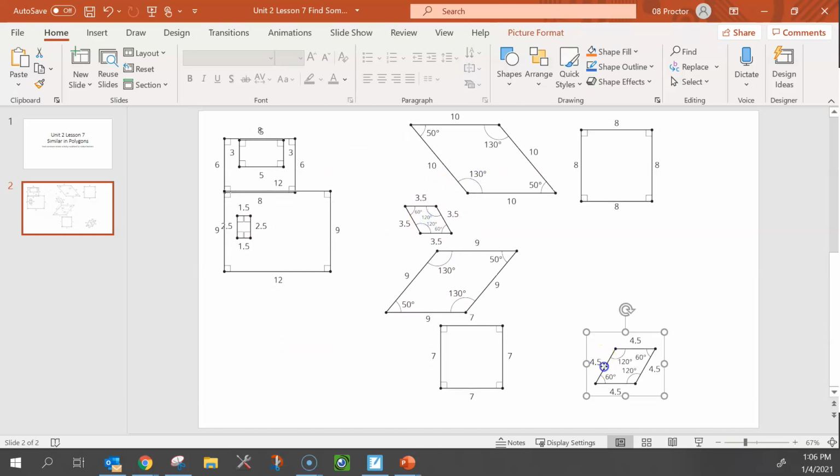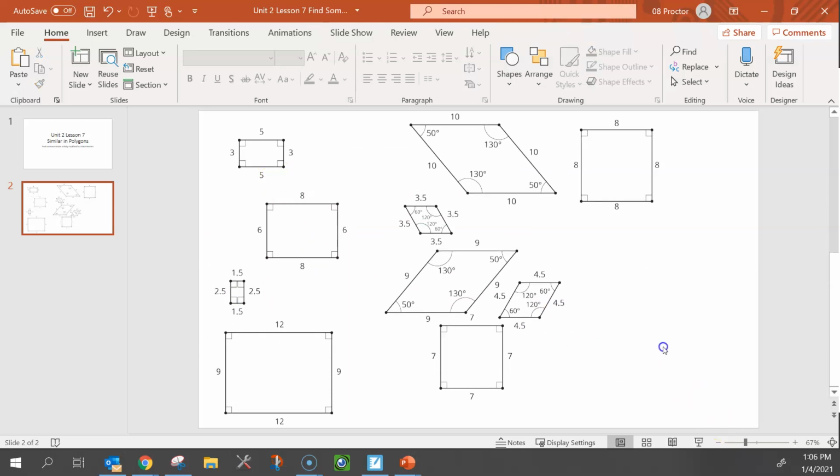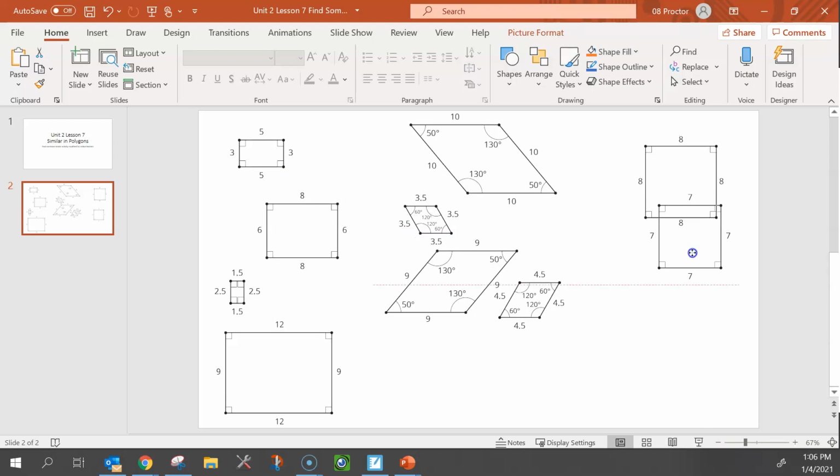These are all our rhombuses, so just pairing each of those up. I'm just moving these things around. And then I've got my squares. Obviously these squares are going to be similar because they have all the same angles. And then we just need to figure out what the scale factor is.